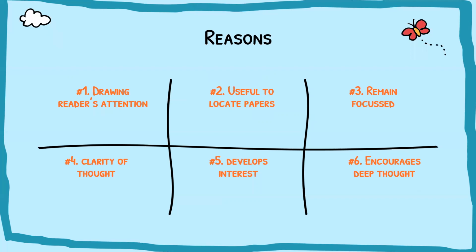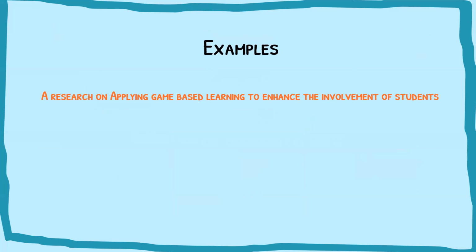Now, having understood the reasons, let us deal with certain examples. So here I have two examples. The first is a research on applying game-based learning to enhance the involvement of students. Here, as you can see, the title is short, it is to the point, and moreover, it actually helps the reader to develop a curiosity in the minds of the readers to find out how game-based learning can be applied in order to find out the involvement of students.